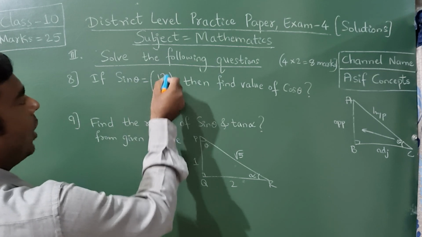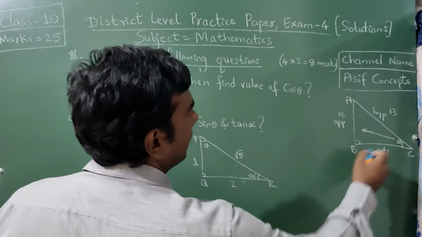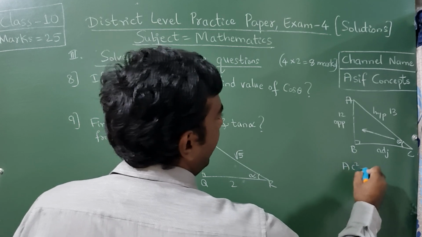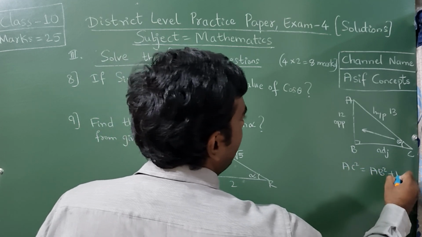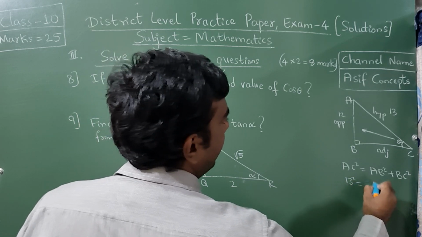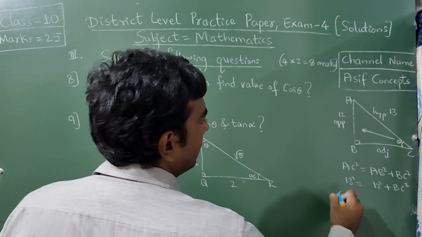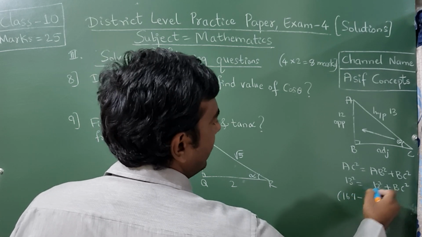So sin theta means opposite by hypotenuse. So I'm going to write here 12 and here 13. So by Pythagoras theorem, AC square is equal to AB square plus BC square. AC is 13 square and this is 12 square plus BC square. So 13 square is 169, 12 square is 144.